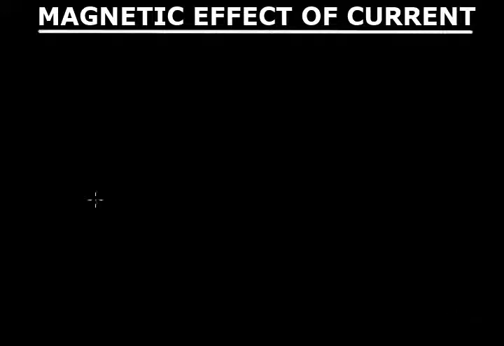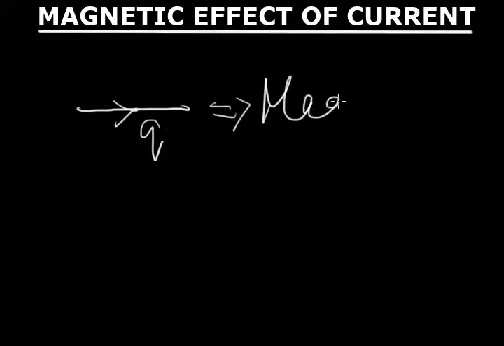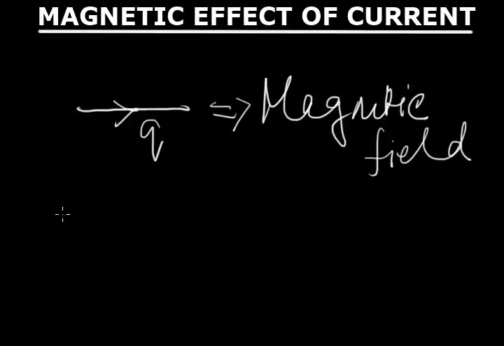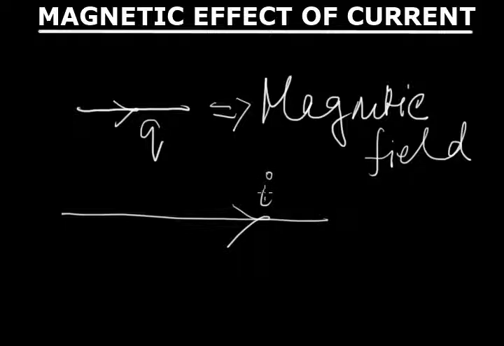We now come to a very new topic, which is magnetic effect of current. First we need to know that the origin of magnetic field is flow of charge. Whenever there is a flow of charge, this is associated with a magnetic field. Hence it implies that when there is a current flowing through a conductor, this is basically a flow of charge which involves a magnetic field.